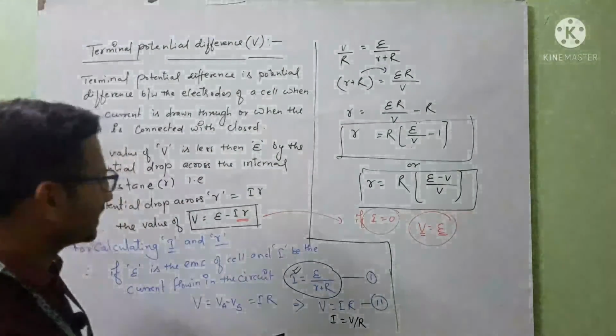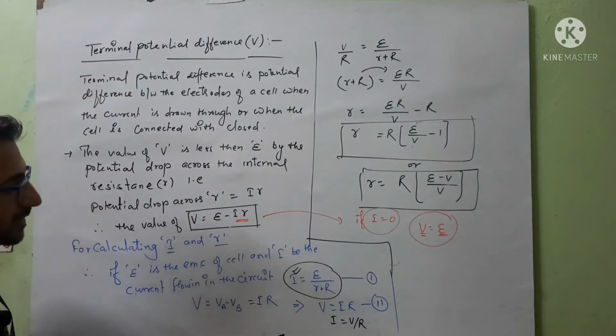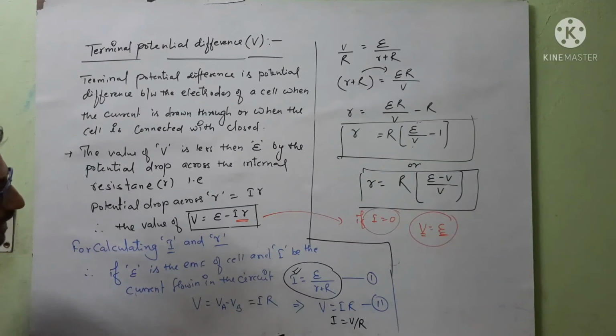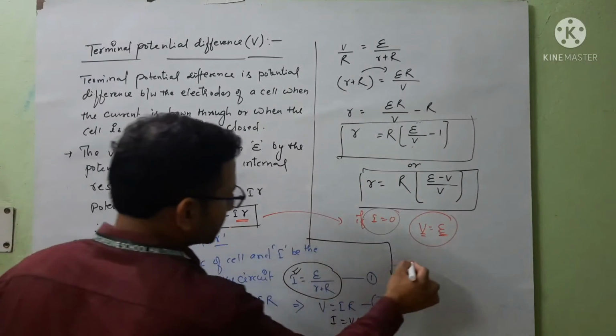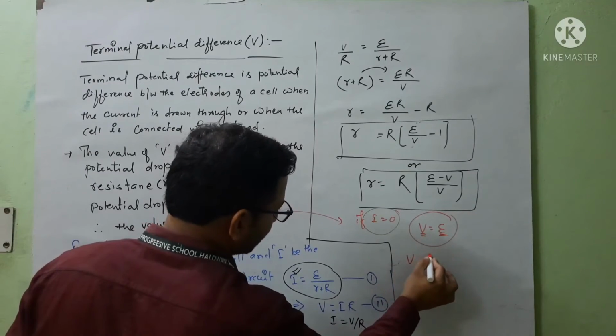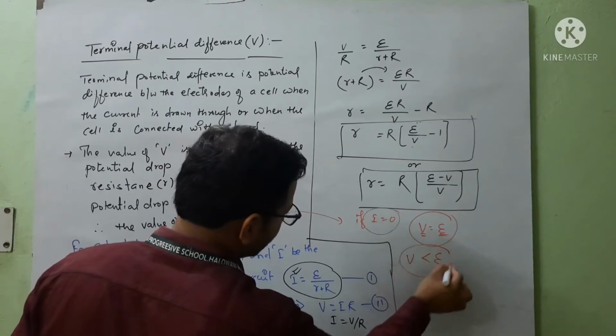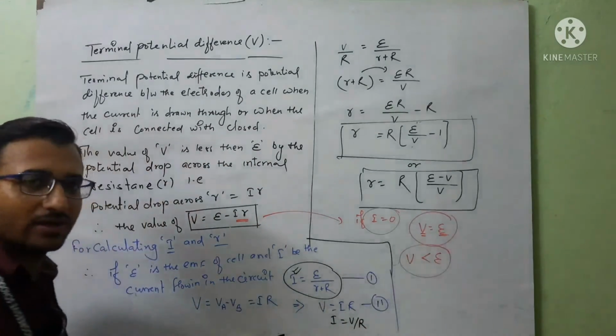So this is the condition which I can explain easily. And one mark question: the value of V is always less than the value of epsilon, or E, or EMF.